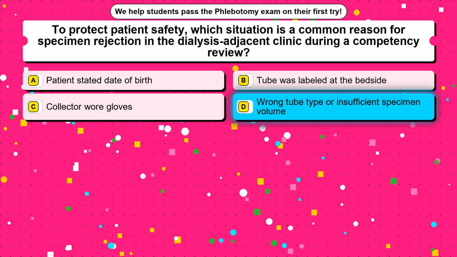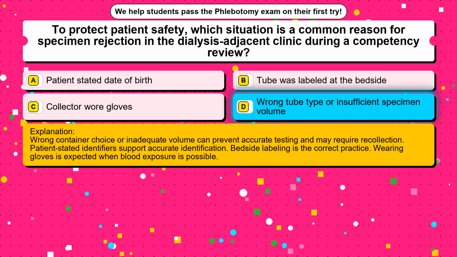Wrong tube type or insufficient specimen volume. Wrong container choice or inadequate volume can prevent accurate testing and may require recollection. Patient-stated identifiers support accurate identification. Bedside labeling is the correct practice. Wearing gloves is expected when blood exposure is possible.